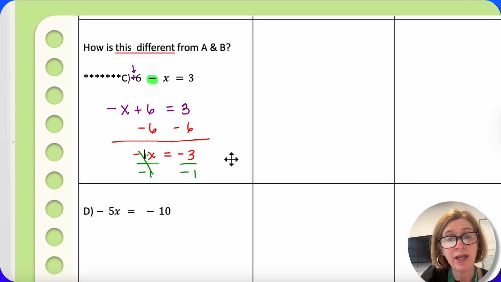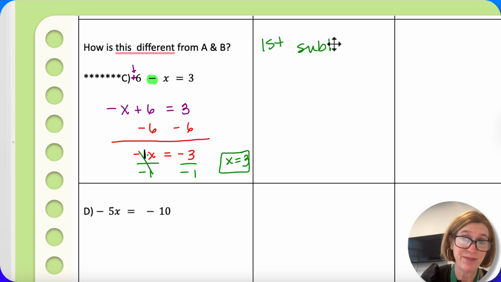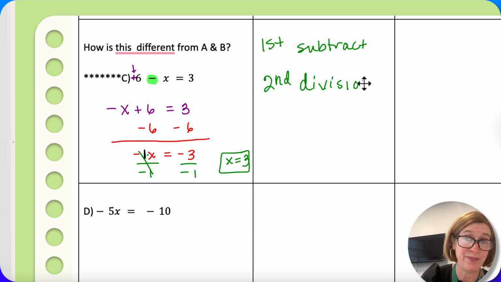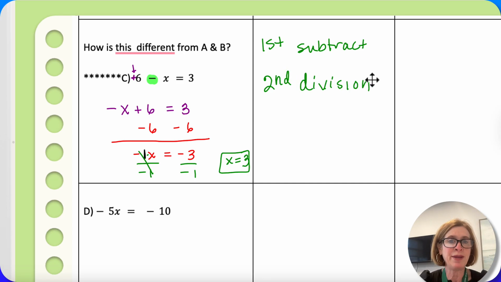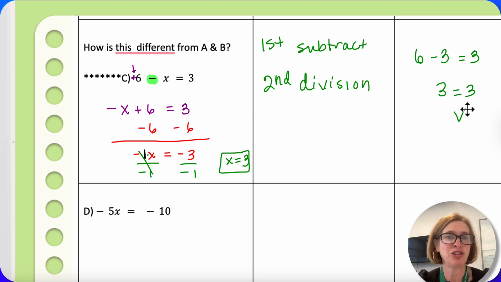Tricky, right? All right, now I have a -3 divided by a -1, which is going to give me a +3. So what was my inverse operation? It was first subtraction and second division, because that's a multi-step equation. Okay? What does 3 mean? 3 means that if I plug it in, let's try it. 6 minus 3, does it equal 3? 3 equals 3. It makes the statement true.